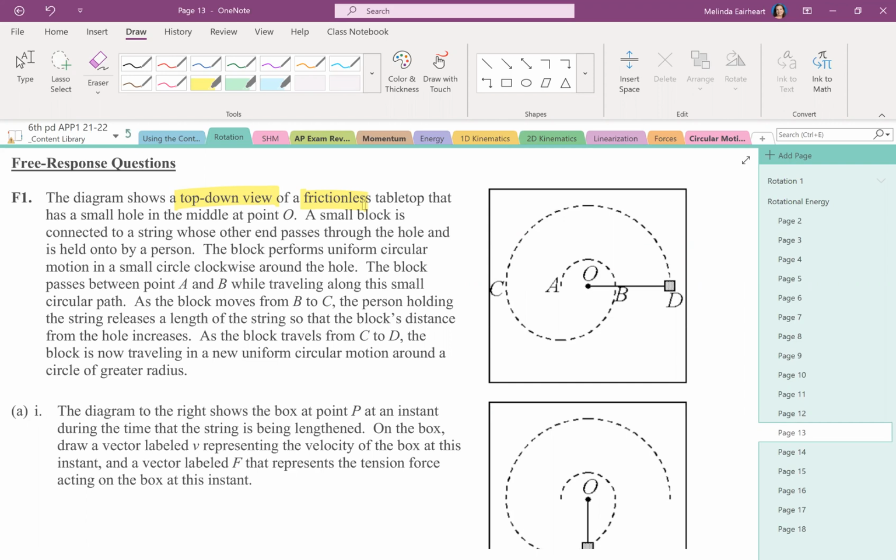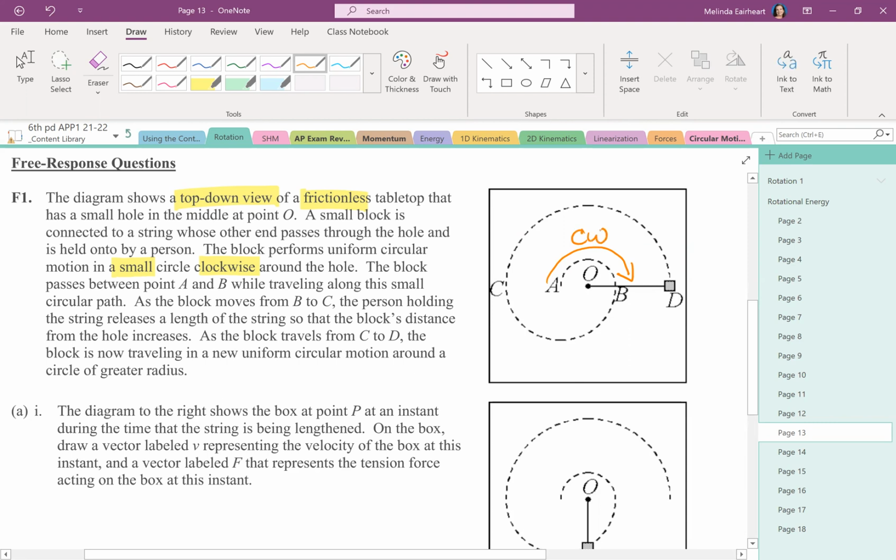And then the small block is connected to a string whose other end passes through the hole in the middle of the table and is held by a person. So again, this is a top view. Imagine someone under the table holding onto the string. Now, the block performs uniform circular motion in a small circle clockwise in the hole. And it's going to pass between points A and B while traveling along this small path. So right there, they've told us that the motion is from A to B. That's the clockwise direction, yes?